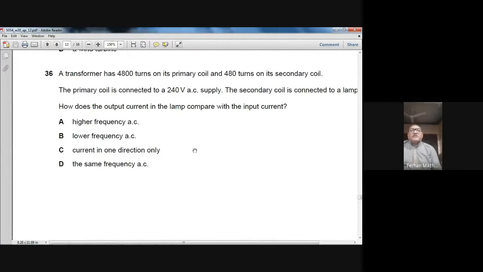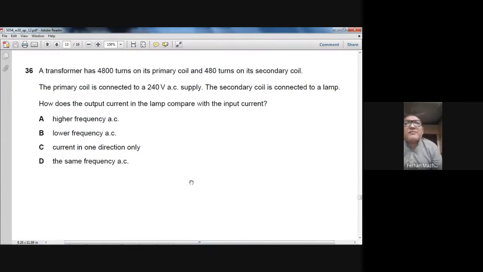Question number 36. A transformer has 4,800 turns on its primary coil and 480 turns on its secondary coil. The primary coil is connected to a 240 volt AC supply. The secondary coil is connected to a lamp. How does the output current in the lamp compare with the input current? The current which is induced in the secondary coil, that will be alternating current.